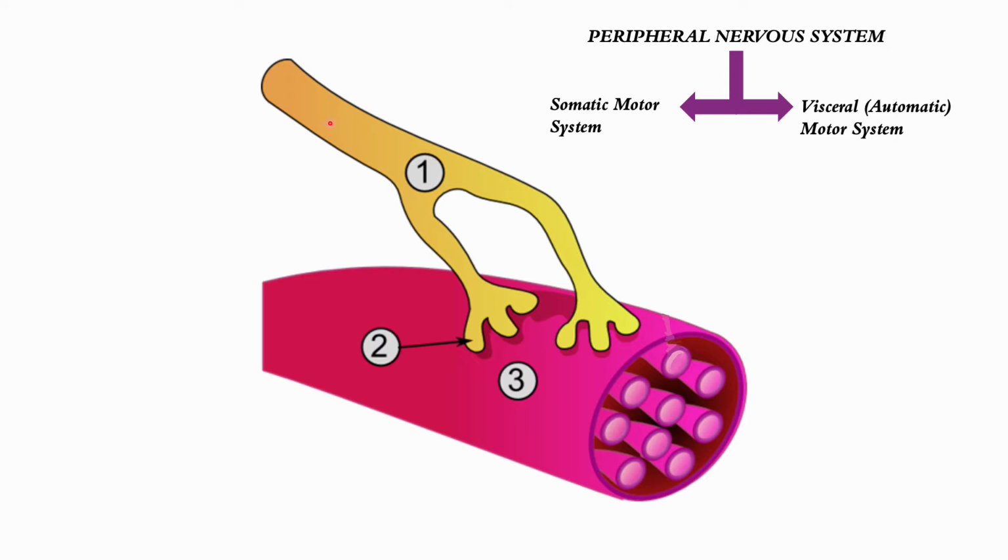Again, muscle contraction consists of a motor neuron labeled here as number 1 and axon terminals labeled here as number 2. The axon terminals interact with the muscle fiber, which is labeled as number 3. The neuromuscular junction occurs between numbers 2 and 3, so let's take a closer look.